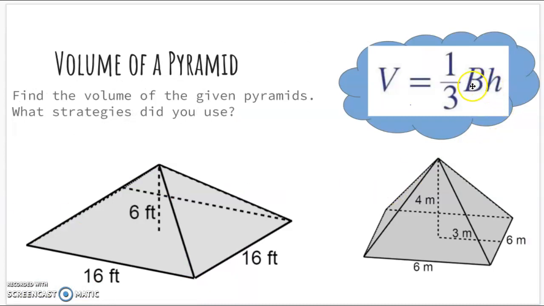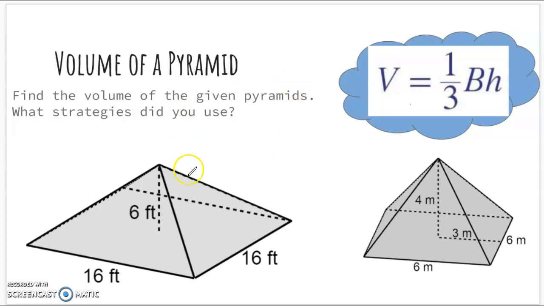We take the area of our base times our height, just like we would for any prism, right? You take the area of the base times the height of the prism, but now we're actually going to divide that by 3, right? Because just like we had those 3 pyramids poured into that one prism, if you want to figure out the volume of one pyramid, you cut it into thirds. All right, so let's try out this formula.